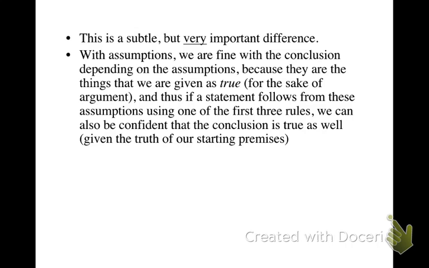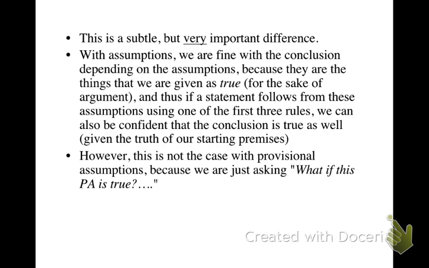With assumptions, we're fine with the conclusion depending on these assumptions because these are the things that we are given as true for the sake of argument. And thus, if another statement follows from these assumptions using one of the rules that we have, then we can also be confident that the conclusion is true as well, given the truth of our starting premises. However, this is not the case with provisional assumptions, because the provisional assumption is not something that we're given at the start of the proof. It's just something that at some point within the proof we're asking, well, what if this PA is true?